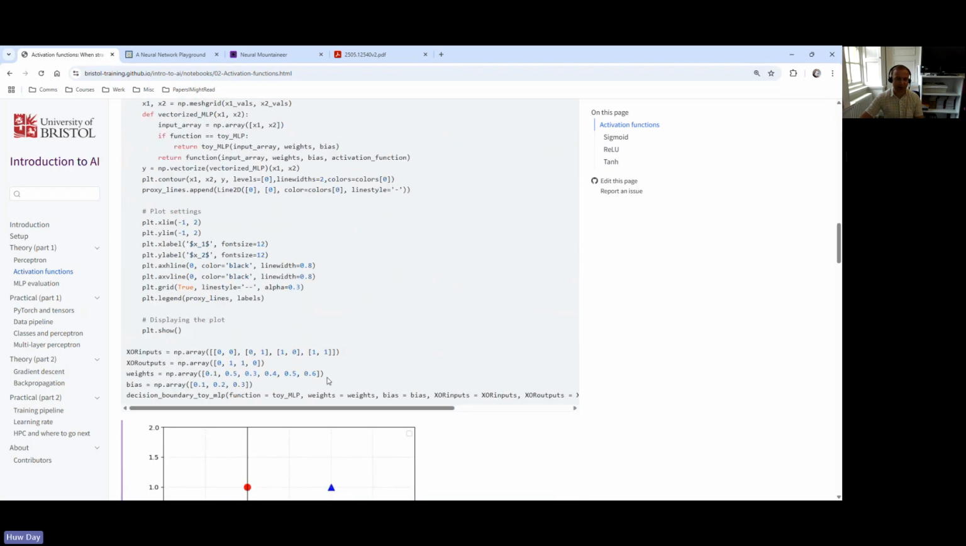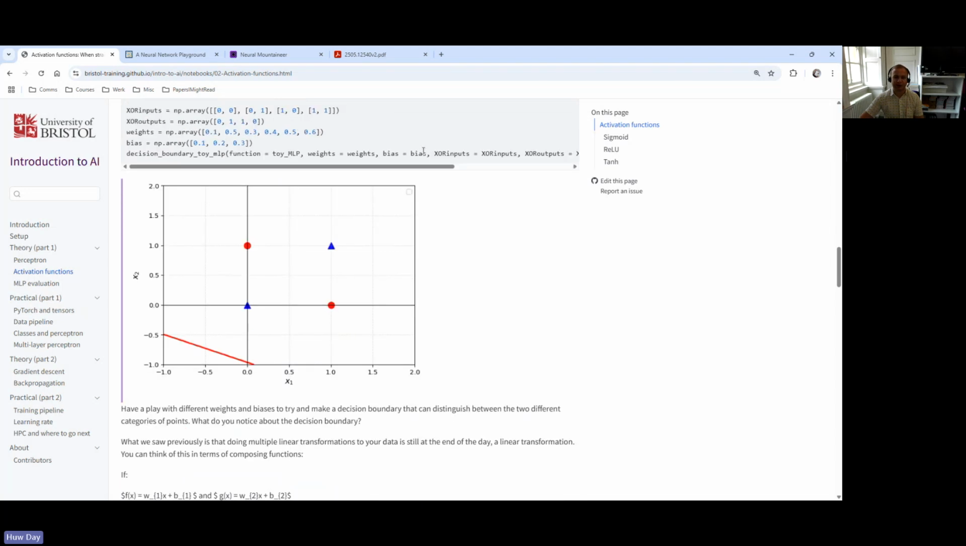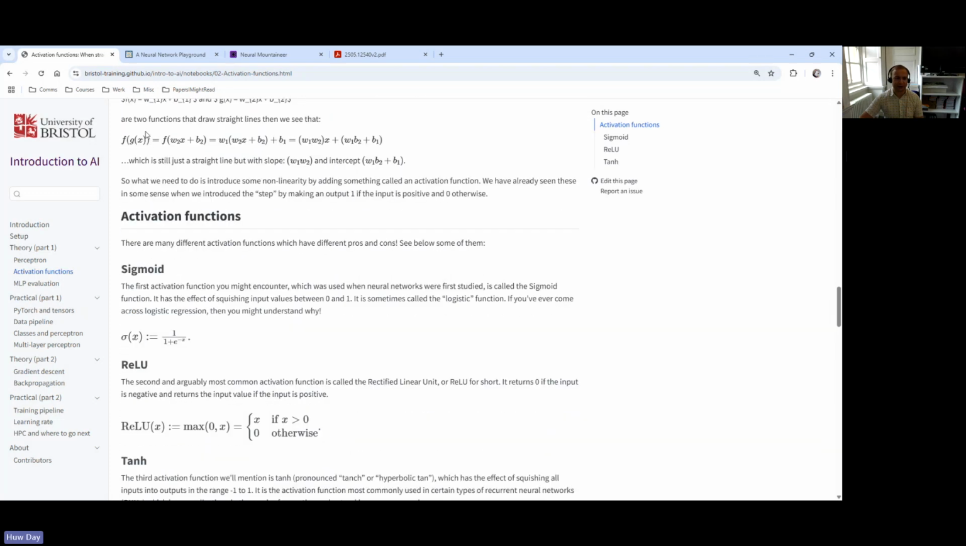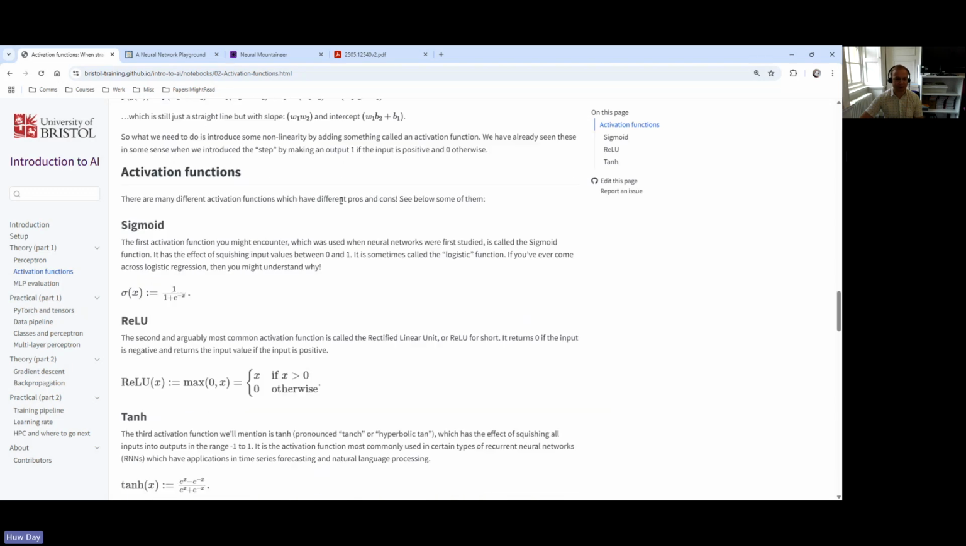There's some code here that lets you put in lots of different values for weights and biases, and you can put in all the different values you like, but you're always going to end up drawing a straight line, right? And so we can see here that if we compose two linear functions, then we just get something else that looks like a linear function, right?